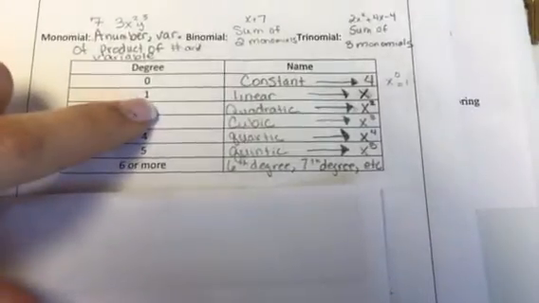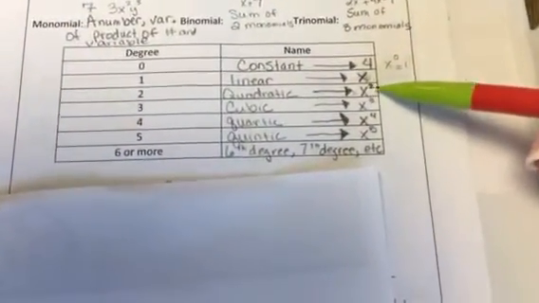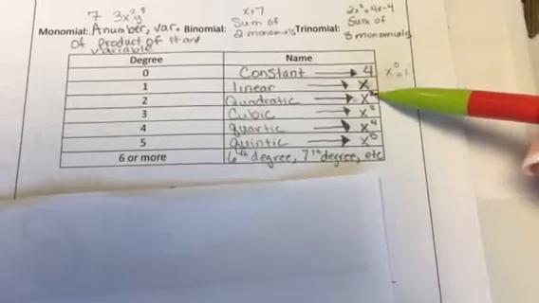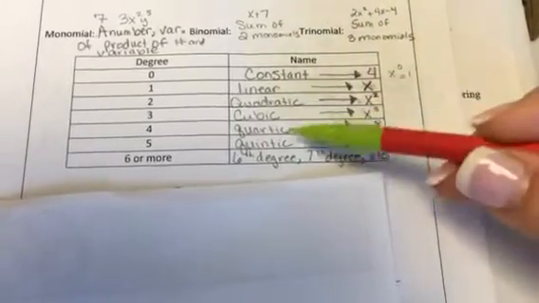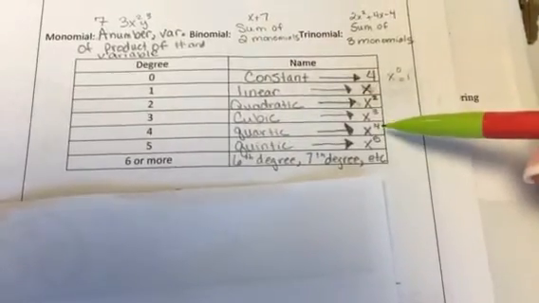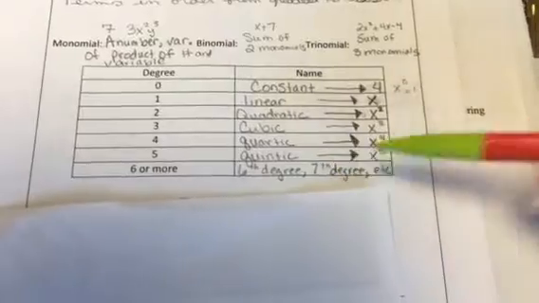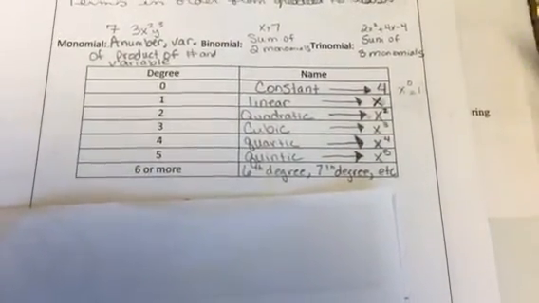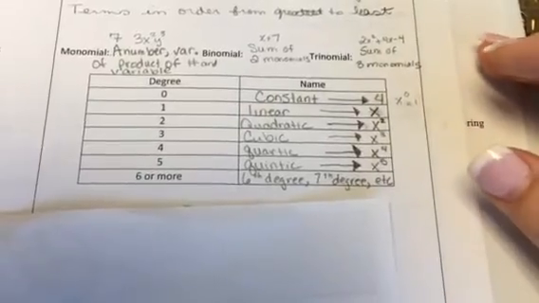Degree 1, we've been working with these so far all year. That is a linear function. The highest exponent of a linear function is 1. Quadratic, it's going to look like x squared. The highest exponent is a 2. Cubic, x cubed. Quartic, x to the 4th term. Quintic is an x to the 5th, and anything that has an exponent more than a 5 is just say 6th degree or 7th degree, etc. So pause, make sure you have all of that written.